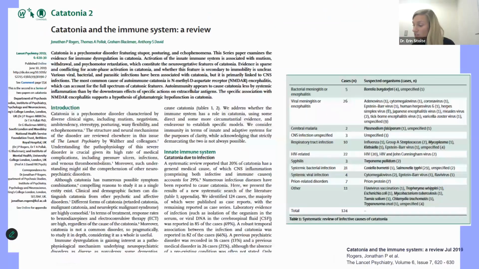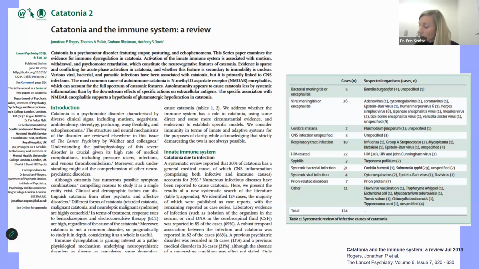This is a really interesting systematic review of causes of catatonia. What they found was that there's pretty high evidence for involvement of the immune system. The majority of these are NMDA receptor encephalitis, but there are also other forms that the immune system can end up triggering catatonia, including lupus, thyroid, MS, as well as PANS PANDAS.